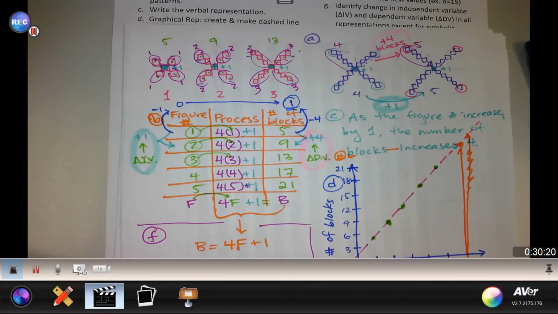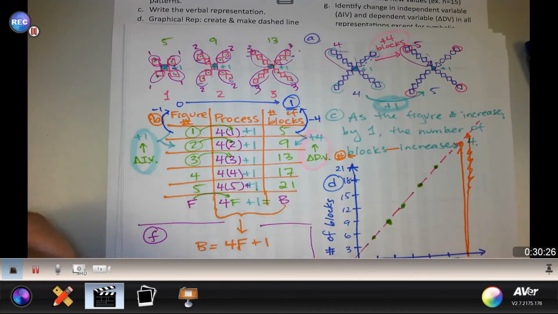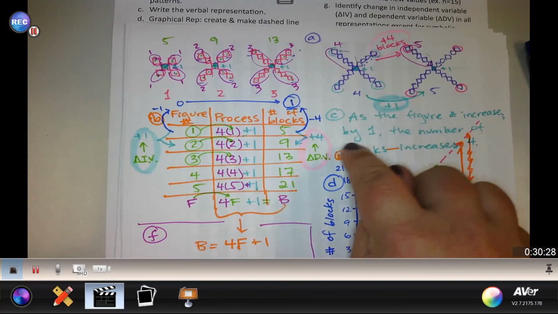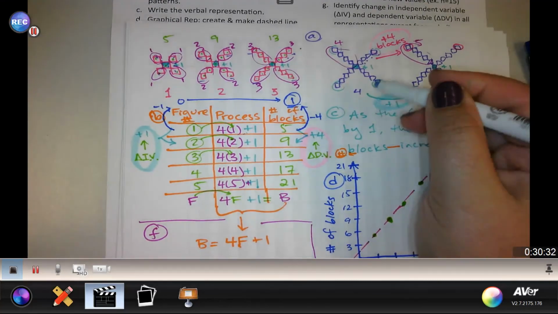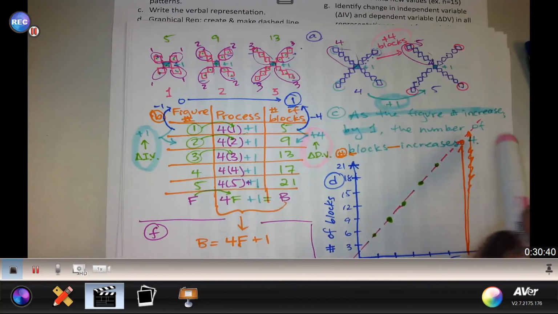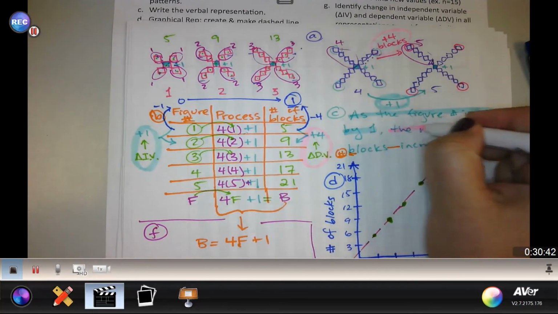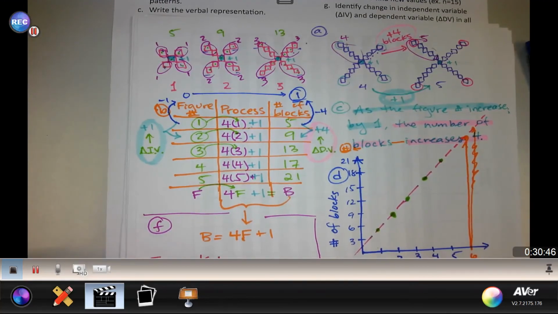Then it's actually super easy in the verbal because it's just part of the sentence. So as the figure number increases by 1, that is my change in the independent variable, the figure number increasing by 1. So I'm just going to literally highlight that in blue. And then the response is the change in the dependent variable. The number of blocks increases by 4. Highlight it, done. Okay, so not super fancy.